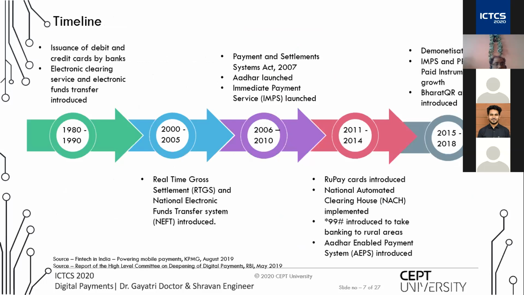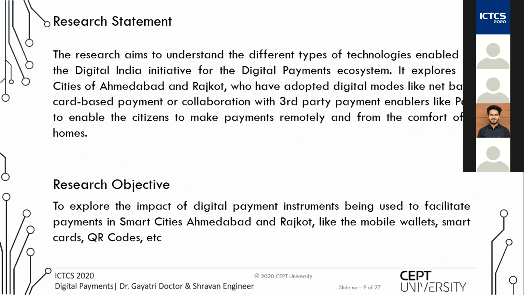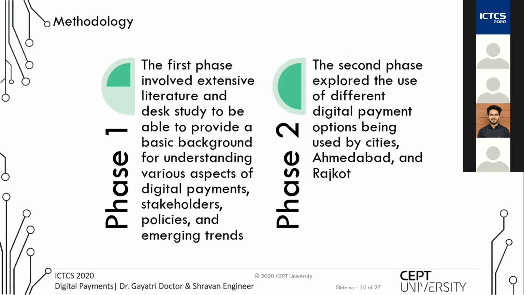The revolution in India in the digital payment sector was also preceded by numerous steps taken by the government right from the 70s and 80s, with the issuance of debit and credit cards to 2016, where the demonetization drive took place. Moving on to my research statement, the aim was to understand the types of technologies implemented, and secondly, to explore the use of the same in the smart cities of Ahmedabad and Rajkot. While the objective of the study was to gauge the impact of these instruments and their usage, the methodology was divided into two phases. First was the desk study and the extensive literature review. And second was exploring the use of these technologies by visiting the case cities.